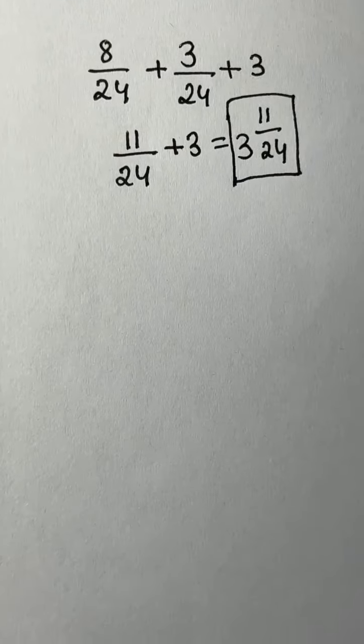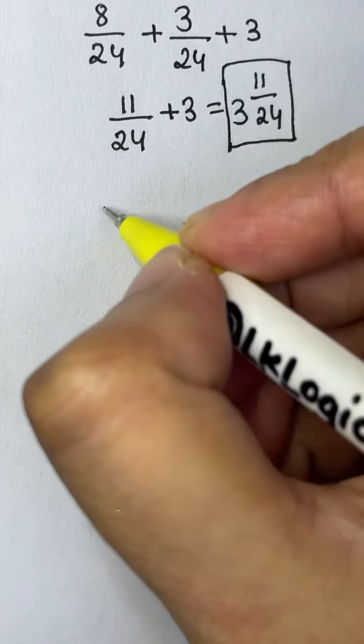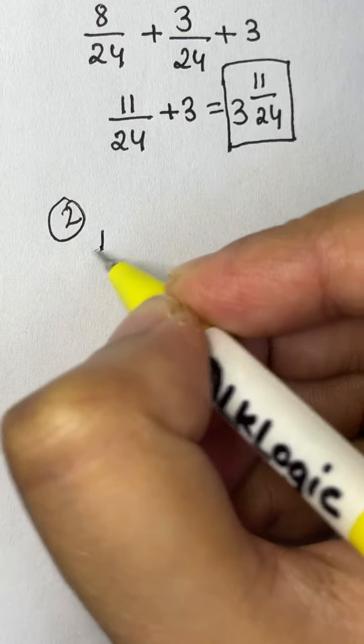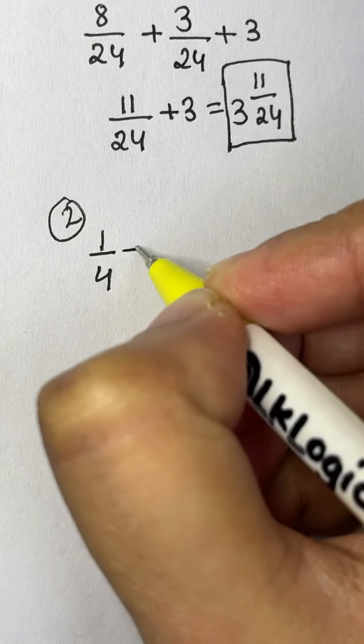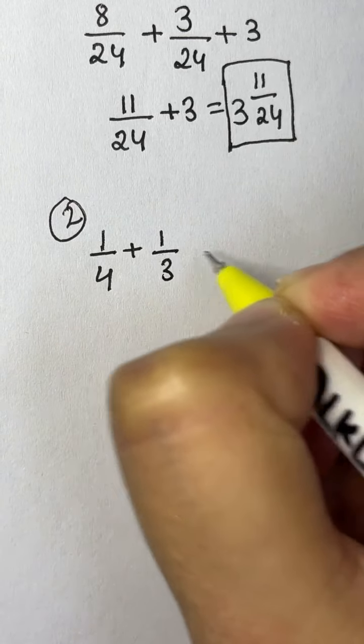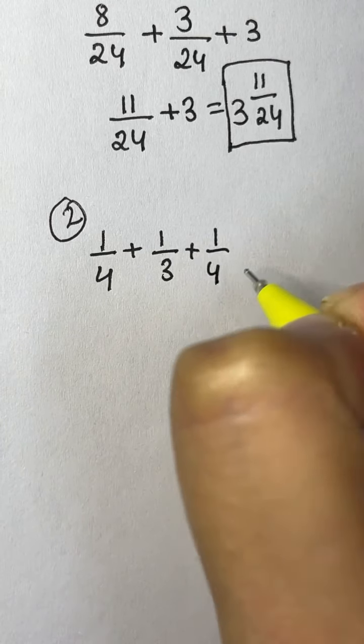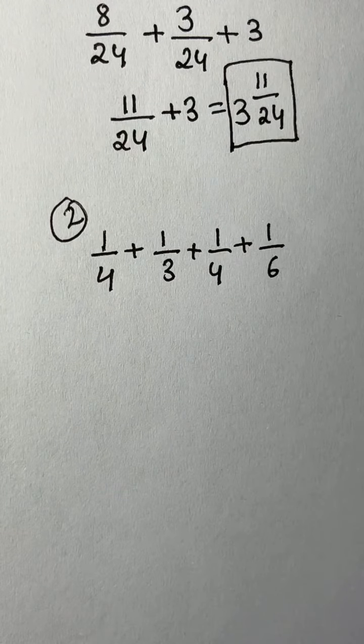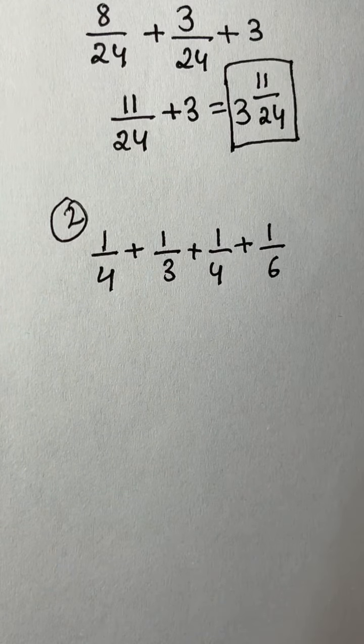Okay, let's go to question number 2. Question number 2 here says, let's take some numbers: 1/4 plus 1/3 plus 1/4 plus 1/6. Now an easier way, just try to look into the question. How can you simplify within the question itself?